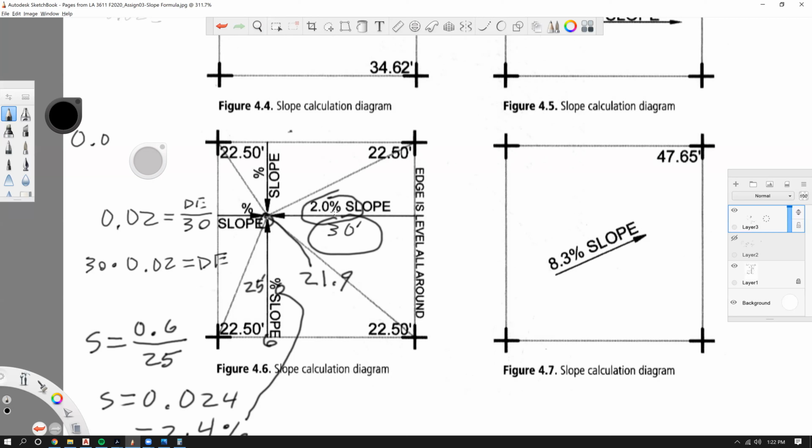So you would have 2% times 30. So 0.02 times 30. And that would give you your distance in elevation. That's how much you would rise over 30 feet at 2%. Oh, okay. Just multiply 30 times 0.02. And that'll give you your 0.6.